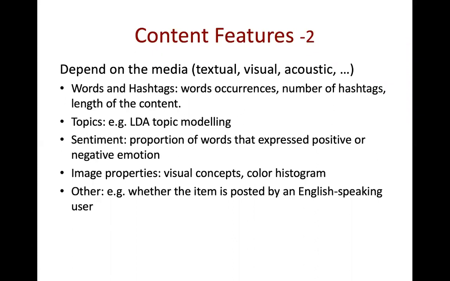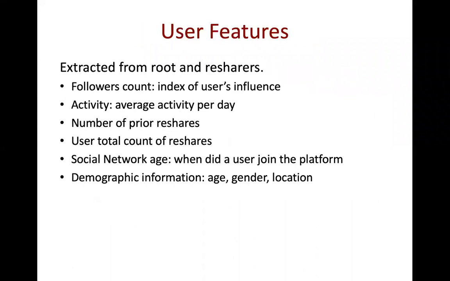Overall, in content features, we can talk about the hashtags that I used and the topics detected for this content. You can use an LDA topic model to process the text, the sentiment of the text, and image properties like visual concepts, color histogram, the edges, bag of visual words, and the convolutions if you use convolutional neural networks. And of course, there are other factors such as whether this item was posted to the right community at the right time, in the right place, etc., the context.